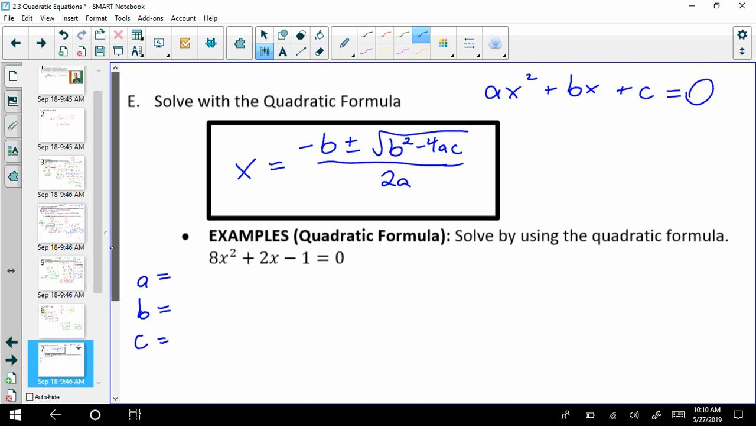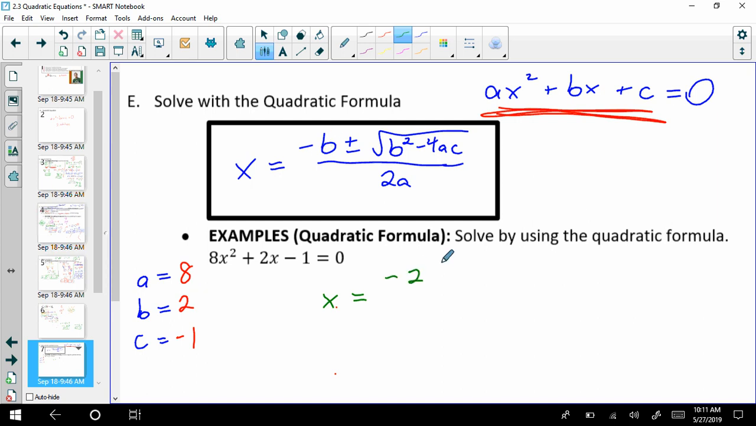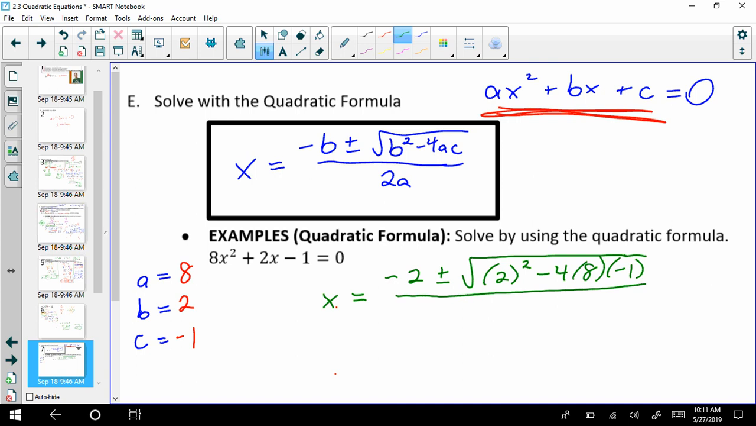And again, how you know what a, b, and c are, it's in this setup. So a is with the x squared, so a is 8, b is with the x, and c is the constant, negative 1. So we're going to substitute in. Notice in my formula, it's a negative b, so b is 2, it's going to become negative 2, plus minus the square root of b squared minus 4 times 8 times negative 1, all divided by 2 times 8. So I'm just substituting in for a, b, and c.